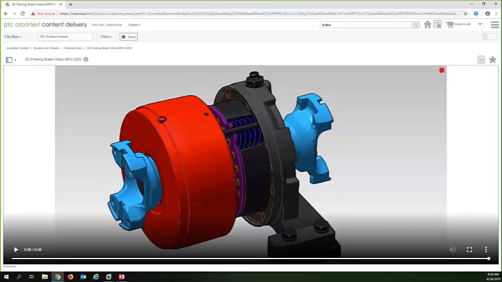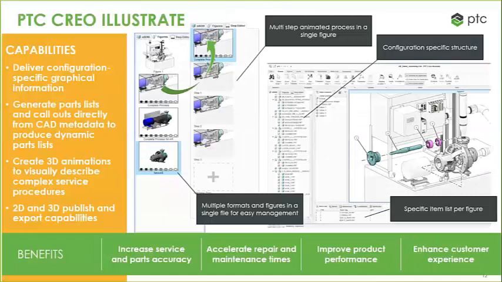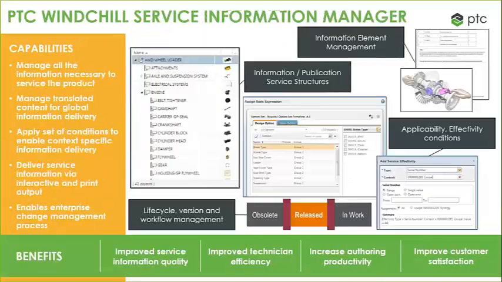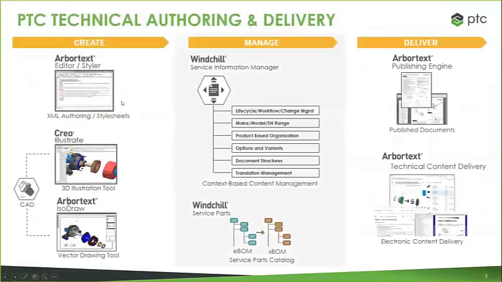So let's take a look, just a quick review here, and let's go back to the first slide, and we'll see the end-to-end process where we created content using Editor, Dialer, Creo Illustrate, and IsoDraw, as well as legacy content. We managed it inside of Service Information Manager, and ultimately we then distributed this information out through Arbortext Publishing Engine and out to the Arbortext delivery solution.